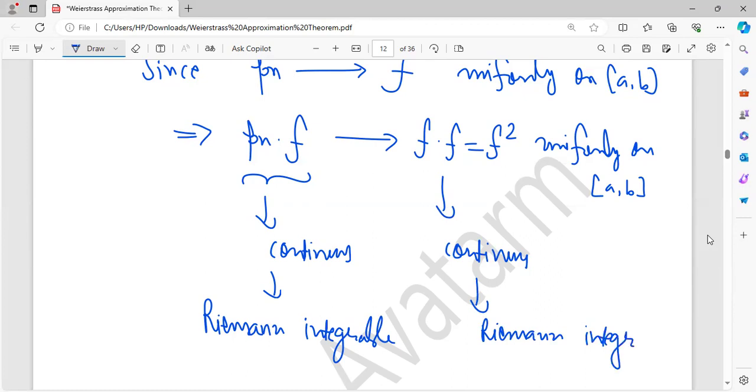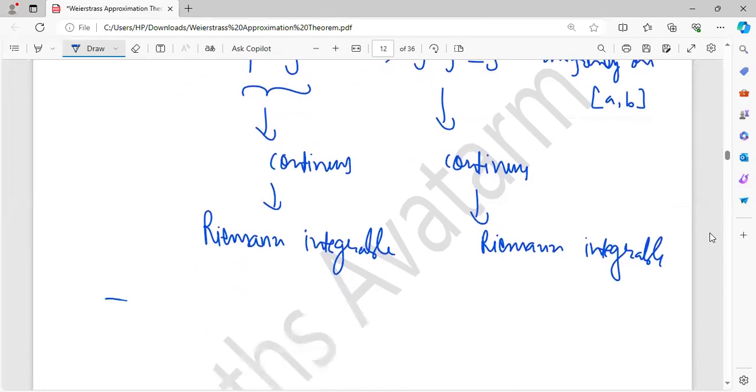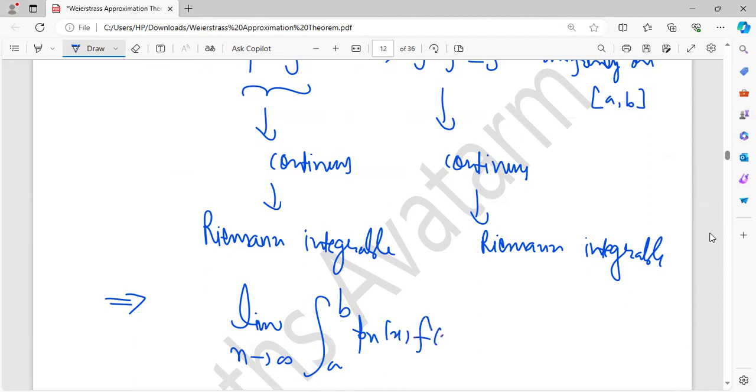Now we have, if a sequence of Riemann integrable functions converges uniformly, then the uniform limit will also be Riemann integrable, and the corresponding integrals also converge. So it means the limit as n tends to infinity of the integral from a to b of p n(x) f(x) dx is the integral from a to b of f square dx. Okay. But each part is 0.